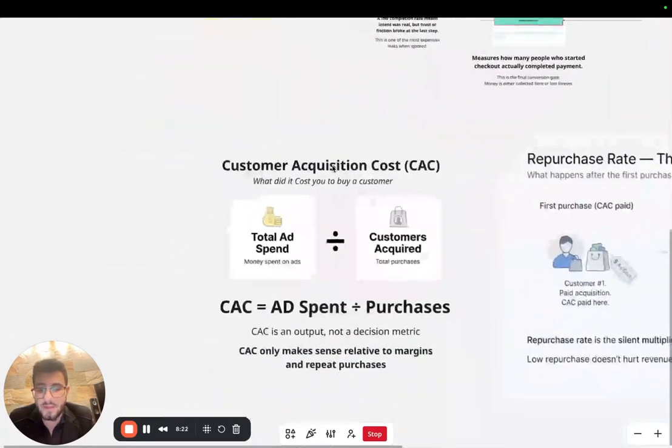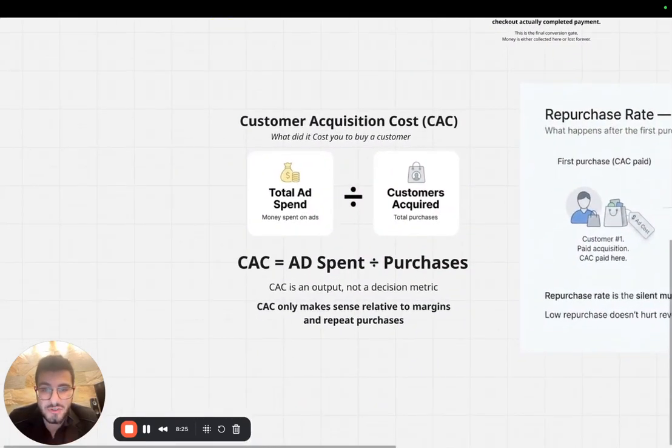let's step back and look at the CAC, customer acquisition cost. This is your total ad spend divided by your purchases. CAC by itself does not tell you if your ads are good or bad. CAC only makes sense relative to your margins, profits, and your repeated purchases. So CAC is basically how much you're paying to get a customer. And in businesses where you're doing paid advertisement, you have three numbers. There's the cost of goods sold, COGS, there's the margins, and there's your CAC.